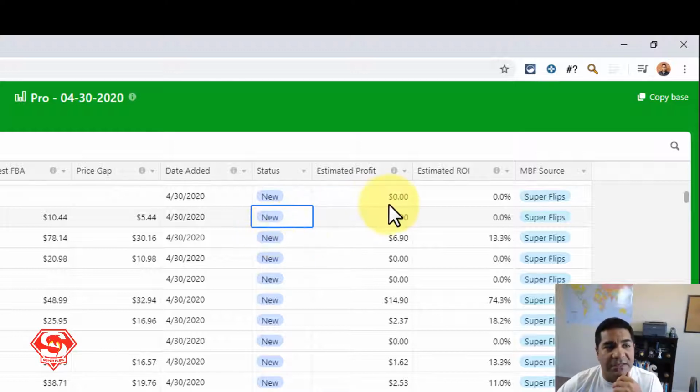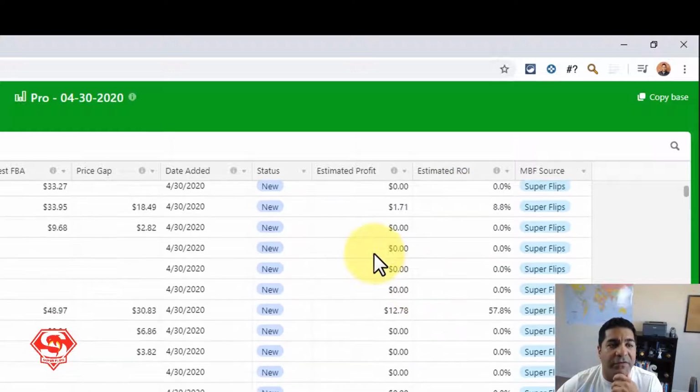And then we've got the estimated profit and estimated ROI. Now, if you see that it's 0, I will tell you that does not mean there's no profit in there. In fact, it could show a low profit and still could be a very profitable book.